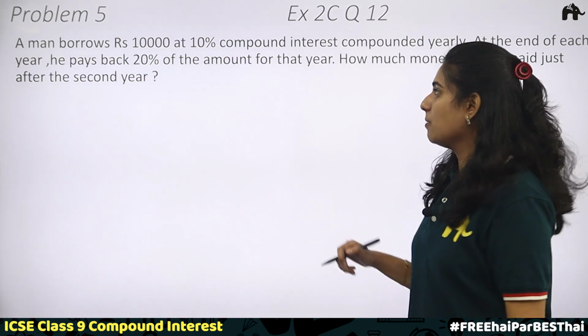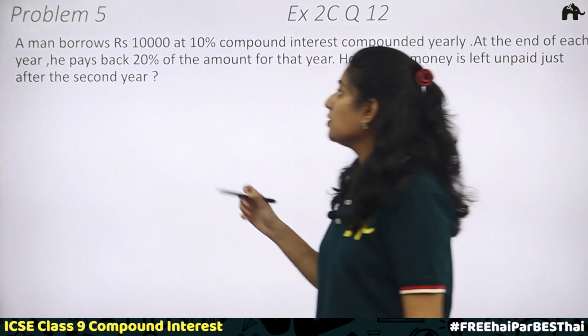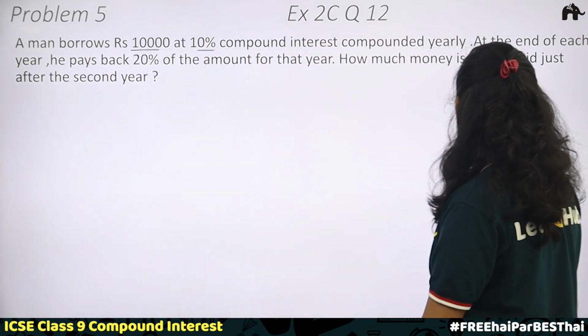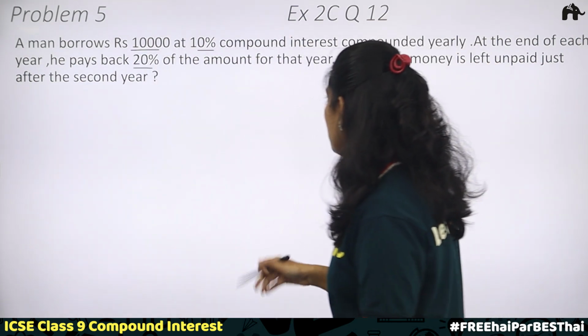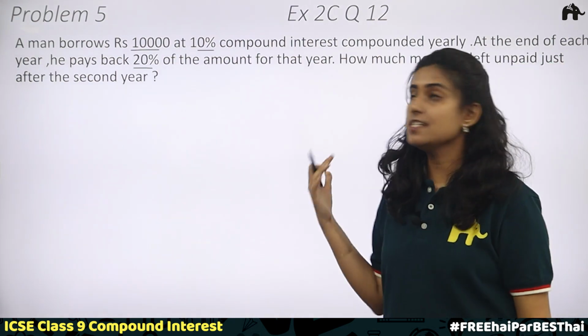Here we have the last problem for today. Problem 5, question 12 of exercise 2C. A man borrows rupees 10,000 at 10% compound interest compounded yearly. At the end of each year, he pays back 20% of the amount for that year. How much money is left unpaid just after the second year?